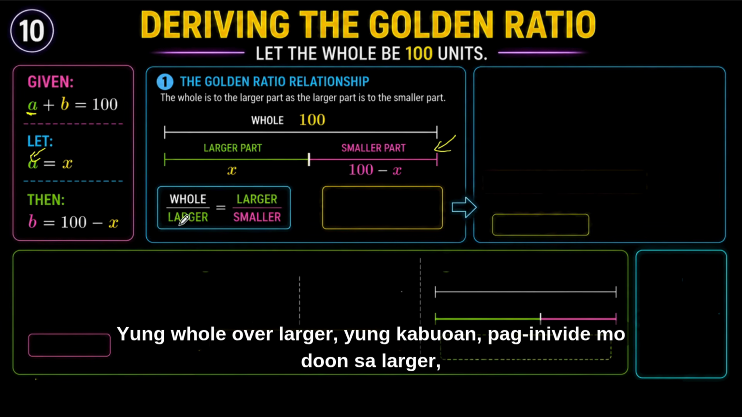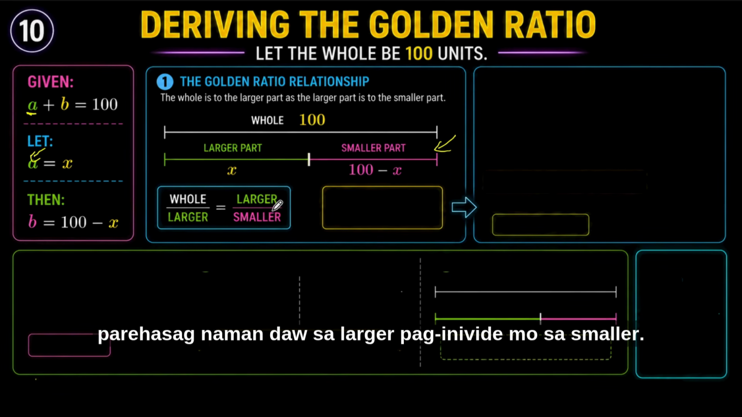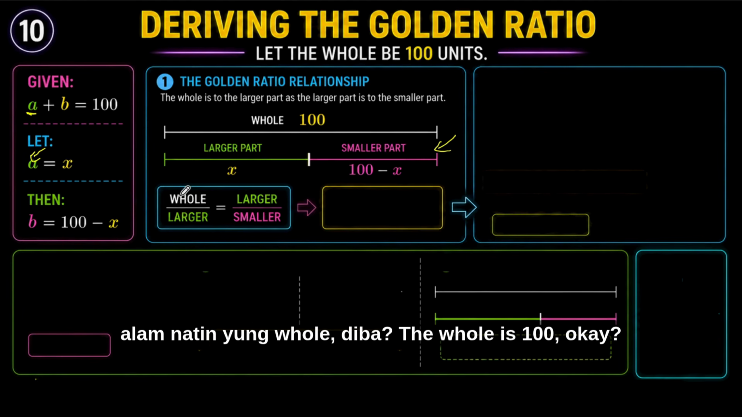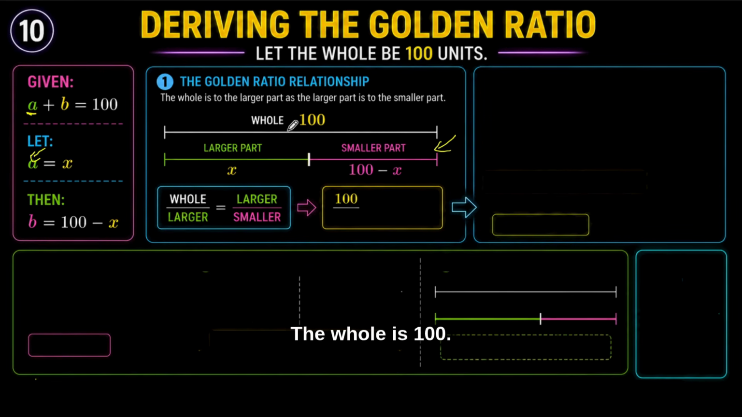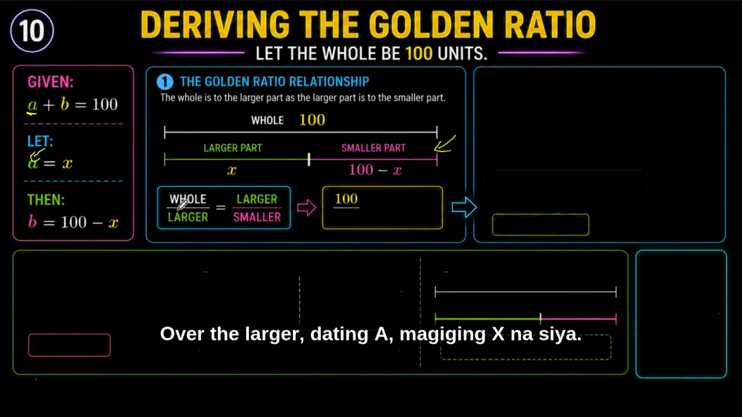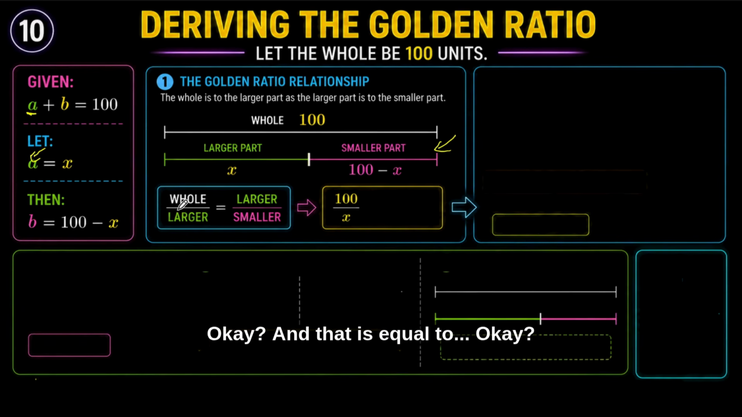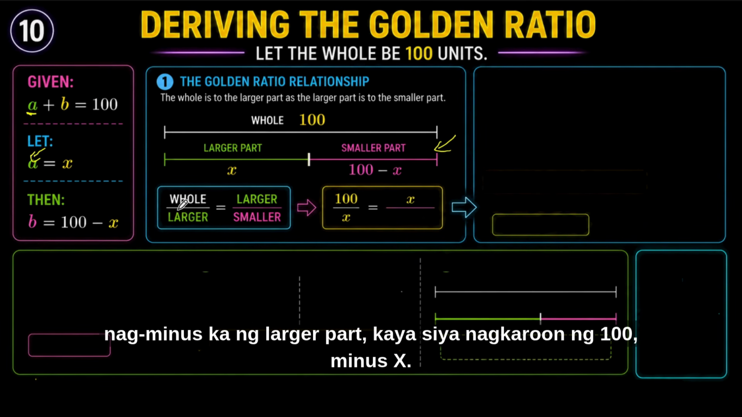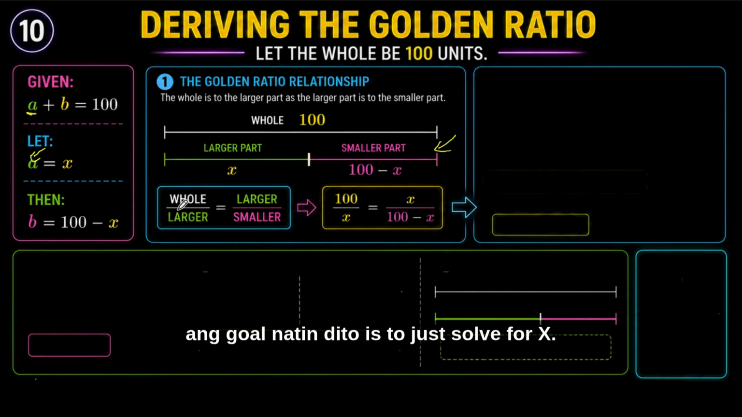Yung whole over larger, yung kabuuan, pag dinivide mo doon sa larger, parehas lang naman daw sa larger pag dinivide mo sa smaller. So yun yung ratio nilang dalawa. Okay? So, ngayon, alam natin yung whole, di ba? The whole is 100. Over the larger, dating a, magiging x na siya. And that is equal to the larger, x ulit, over yung smaller, yung kabuuan, nag-minus ka ng larger part, kaya siya nagkaroon ng 100 minus x. Okay? So, ang goal natin dito is to just solve for x.